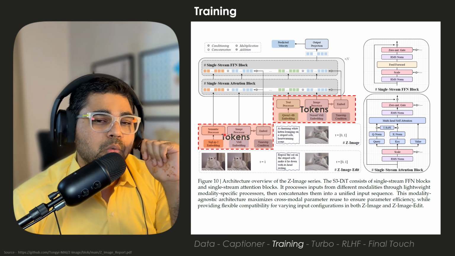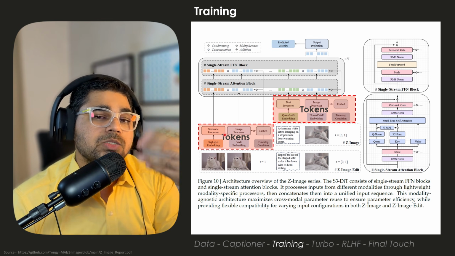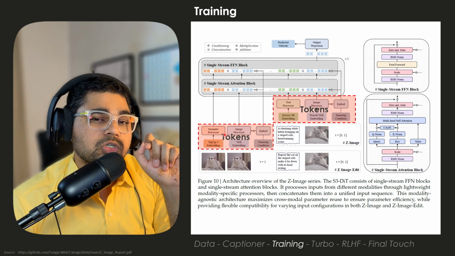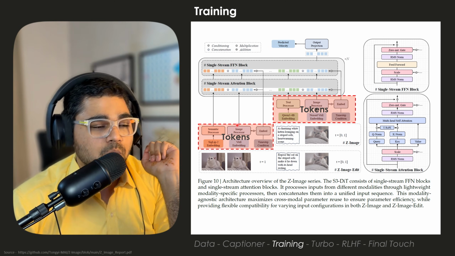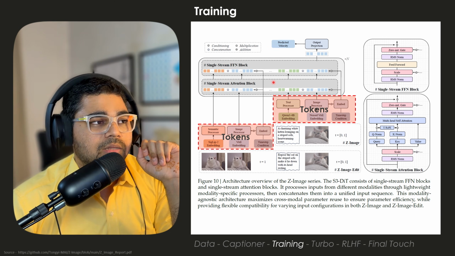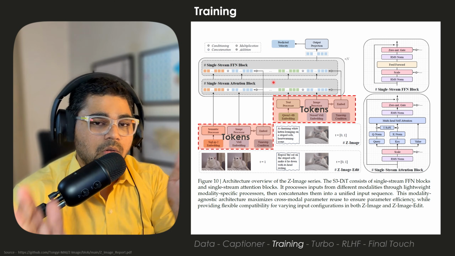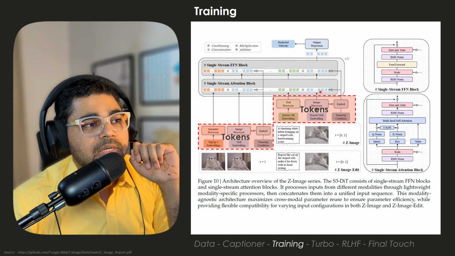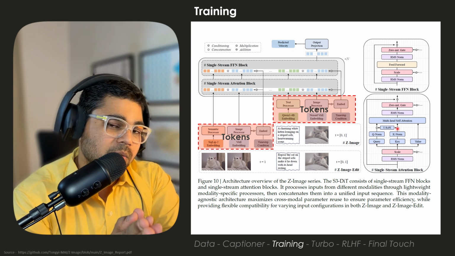Now if you don't know what tokens are: because AI cannot understand words or images, it converts most of it into numbers, right? That is called tokens. Now these tokens need to go in the training process. Here they are going to use a single stream where all of these go together, right? So you see here the text and the image simultaneously go in the training process.